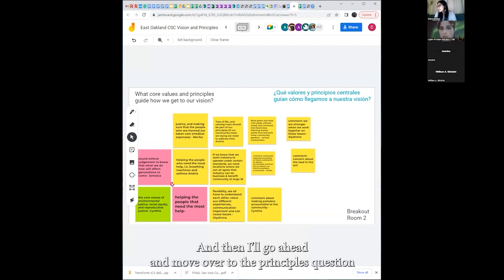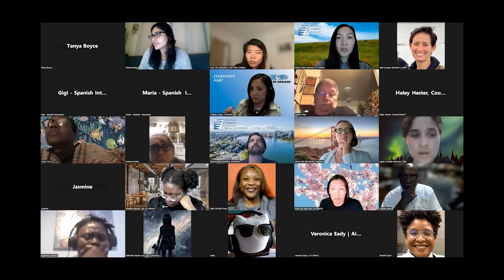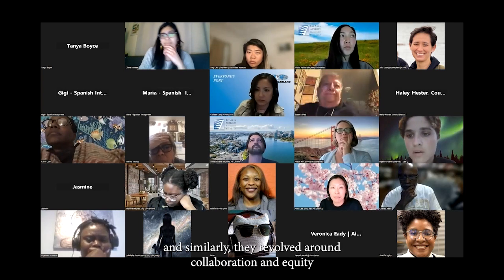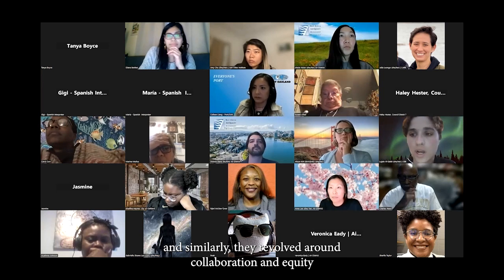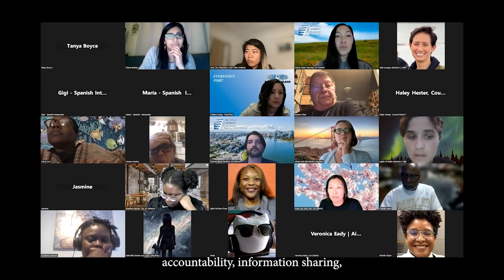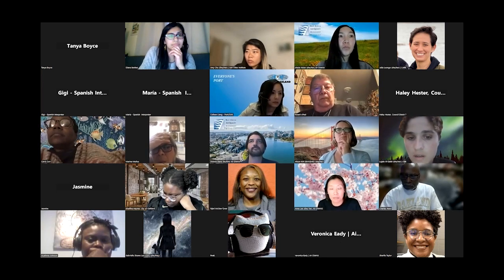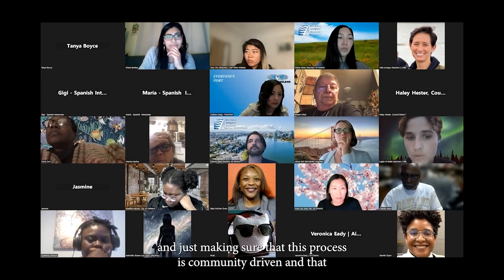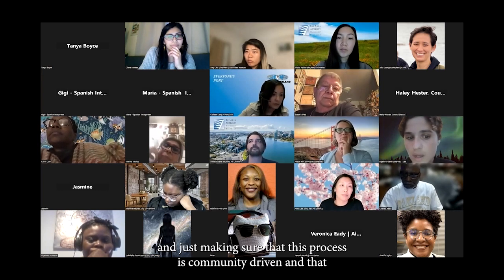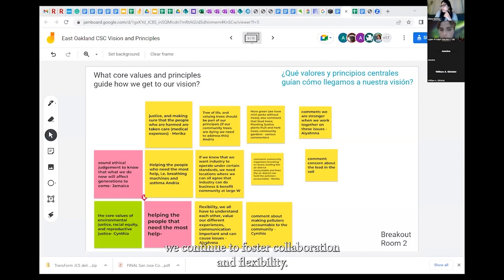And then I'll move over to the principles question. Similarly, they revolved around collaboration and equity, accountability, information sharing, and making sure that this process is community driven and that we continue to foster collaboration and flexibility. And then I'll pass it off to breakout room 2 to share.